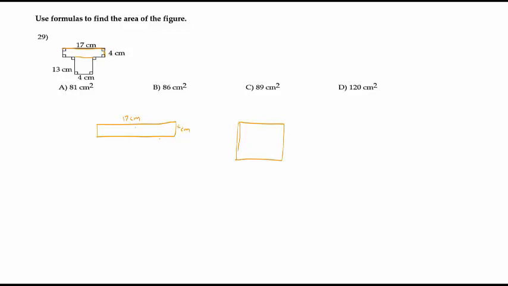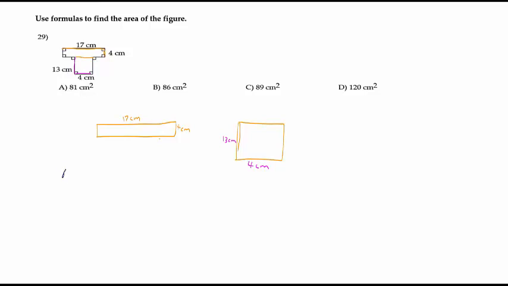Now I can find the area of this rectangle. On the other one, I've got this piece down here, which we're told is 4 centimeters, and this side here is going to be 13 centimeters. Again, I can find the area of this rectangle. My area of the entire figure is going to be the sum of those two.